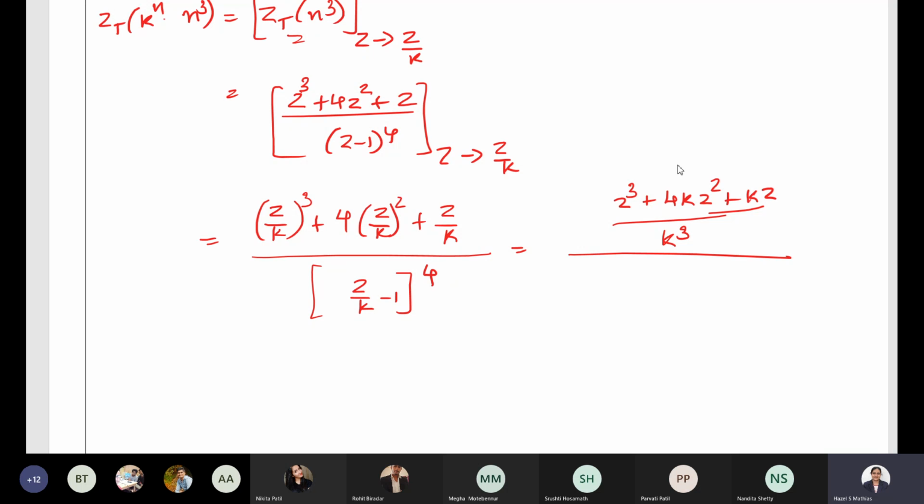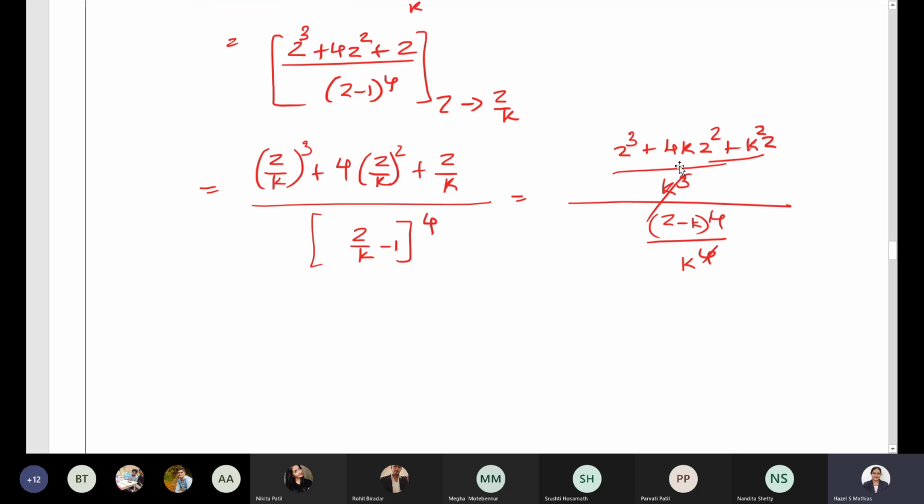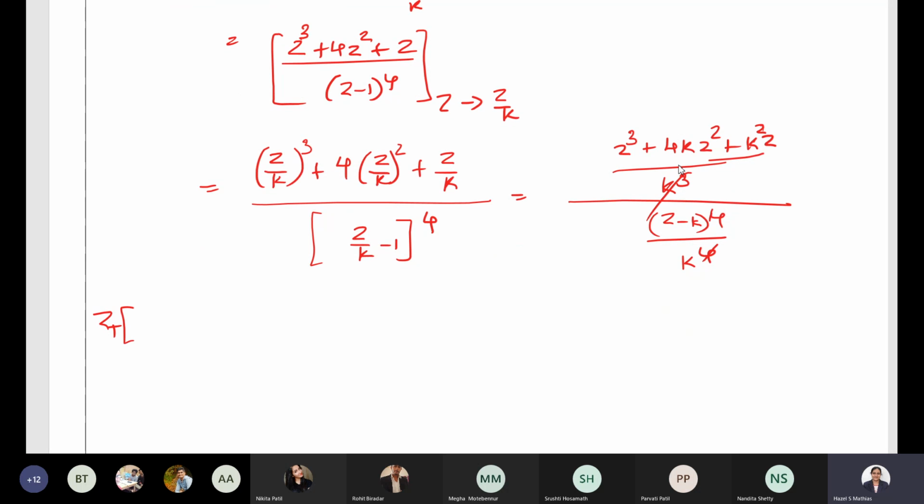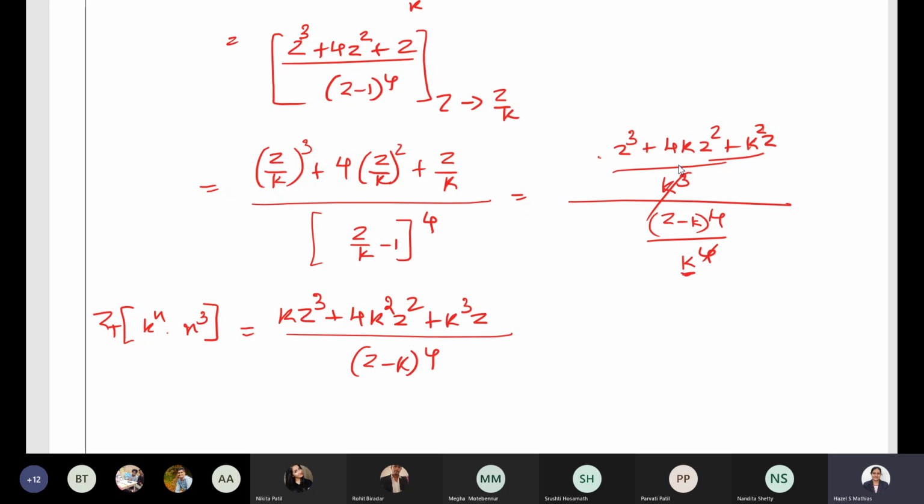K cube, it will be k square, it will be k, correct? K square is the denominator, and this will be k square. So here in the denominator we have (z minus k) power 4 divided by k power 4. So here it gets cancelled, and just check what remains. Z transform of k power n into n cube is nothing but kz cube. Here one k remains, which goes to the numerator. So it will become (k z cube plus 4k square z square plus k cube into z) divided by (z minus k) whole power 4. So this is the z transform of k power n into n cube.